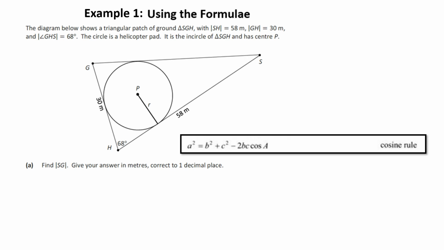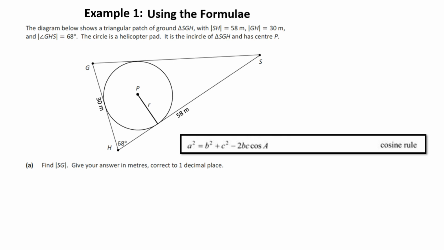Example 3.1, using the formulae. The diagram below shows a triangular patch of ground, triangle SGH. SH is 58 meters, GH is 30 meters, and angle GHS measures 68 degrees, all given on the diagram. The circle is a helipad and it is the incircle of triangle SGH and it has its center at P. So we have our incircle. Find the length of SG and give your answer in meters, correct to one decimal place.